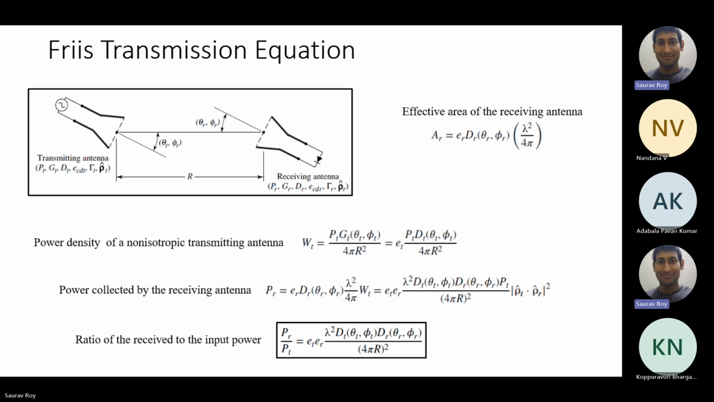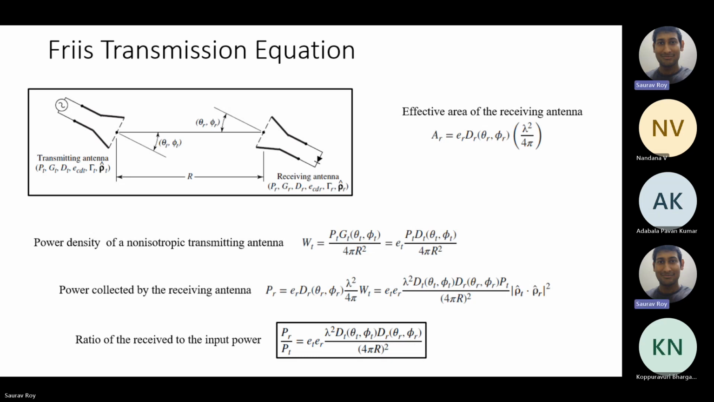Is this equation clear? In many cases you will see this equation, but it should be very clear to you why we take it like that. Nandana and Pavan, is this clear? Yes, sir. Okay. So it means how much power we collect, how much we provide to the antenna, and how much it actually radiates. From that we calculate the power density transmitted by the antenna.